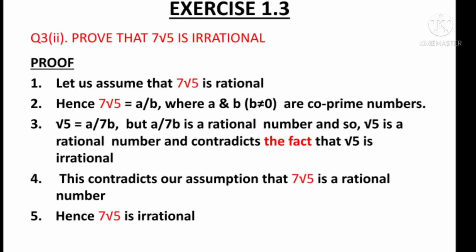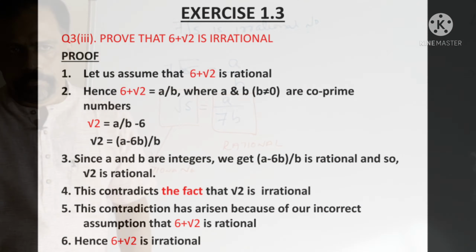We have taken 7 to the right hand side. So the right hand side is a rational number. Why is it a rational number? Because a, 7 and b are integers. If they are integers, the right hand side is a rational number, which contradicts the fact that root 5 is irrational. Therefore, our assumption is wrong. Therefore, 7 root 5 is irrational.